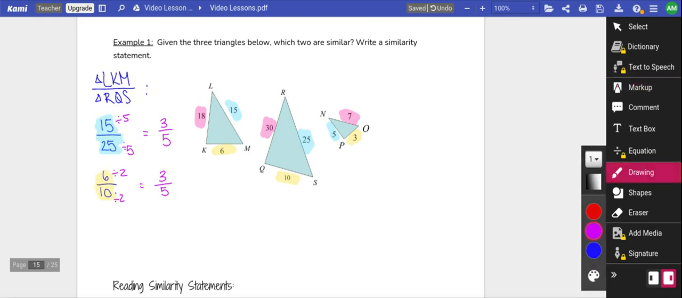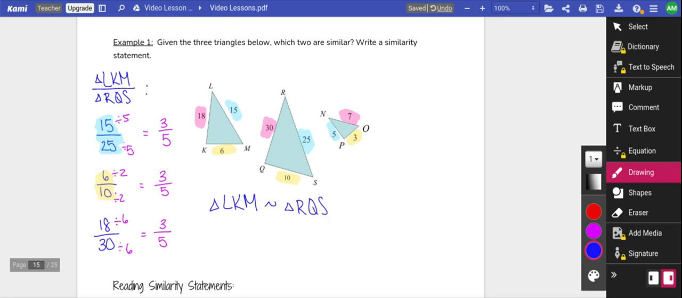Now let's compare the corresponding largest sides, 18 to 30. These are both divisible by 6. 18 divided by 6 is 3. 30 divided by 6 is 5. So because all of these are in the same ratio of 3 to 5, they have the same scale factor, which means that triangle LKM is similar to triangle RQS.